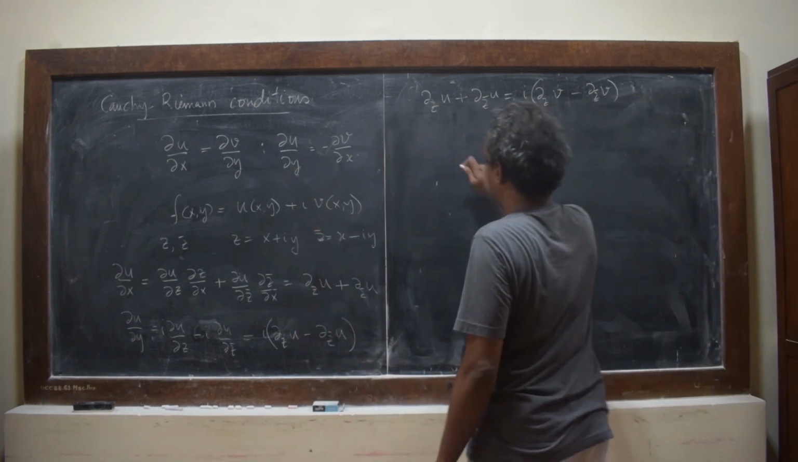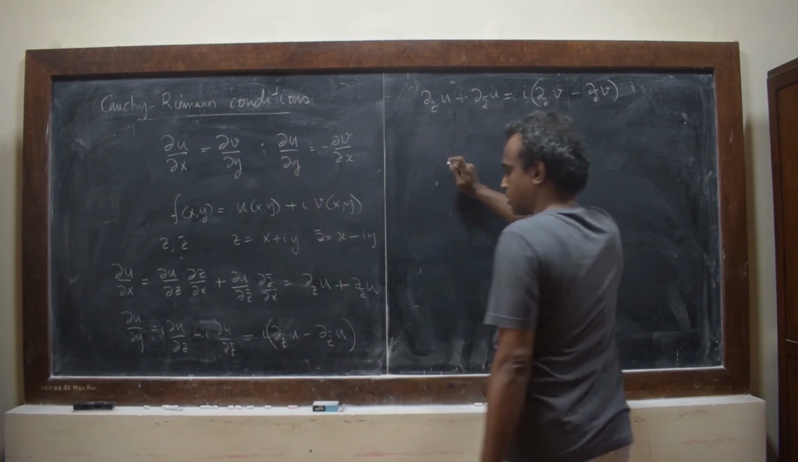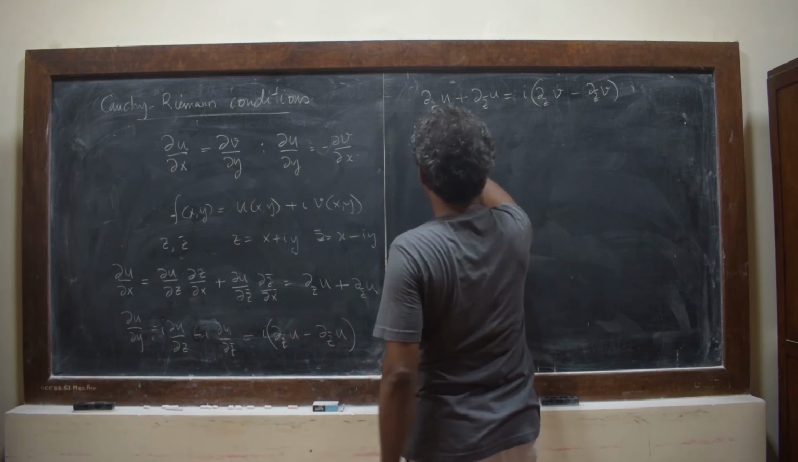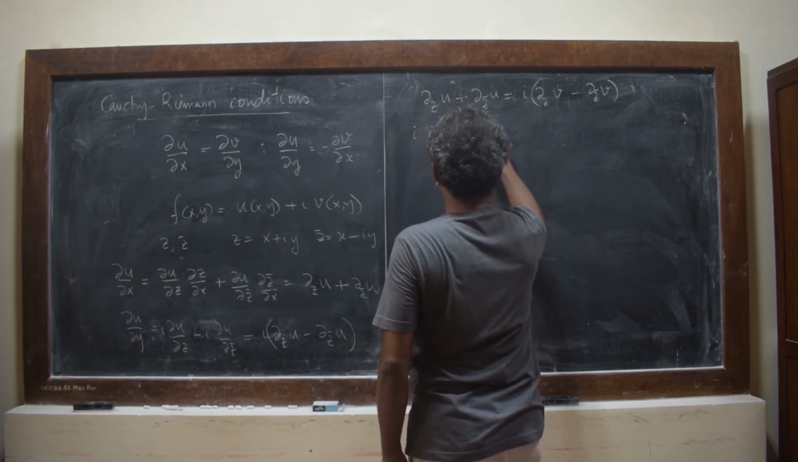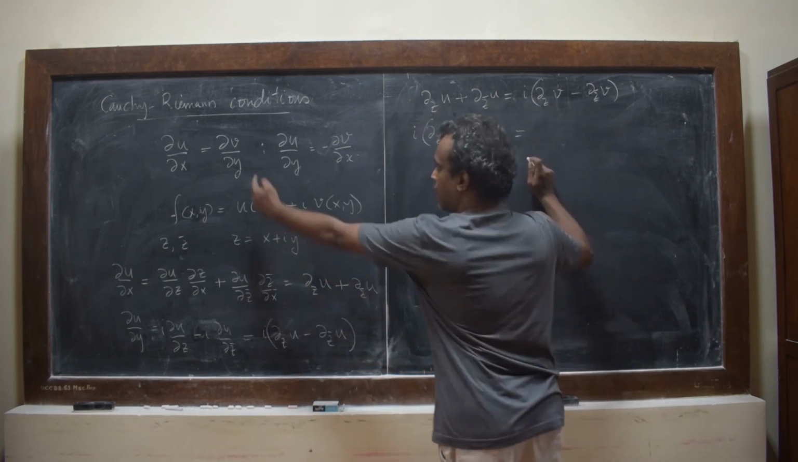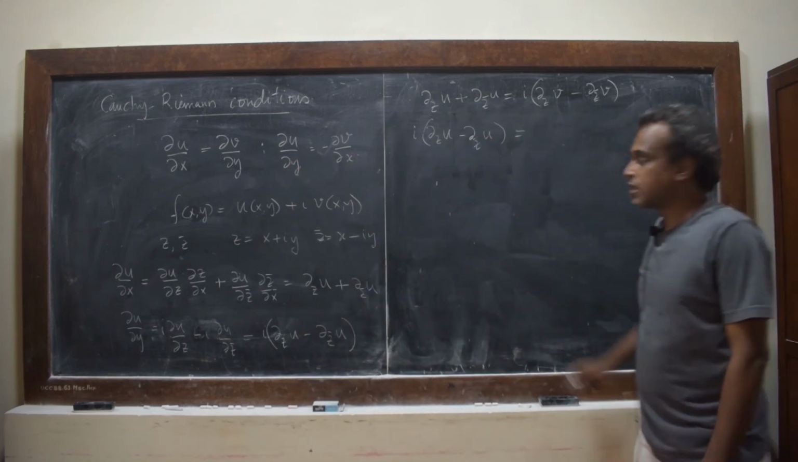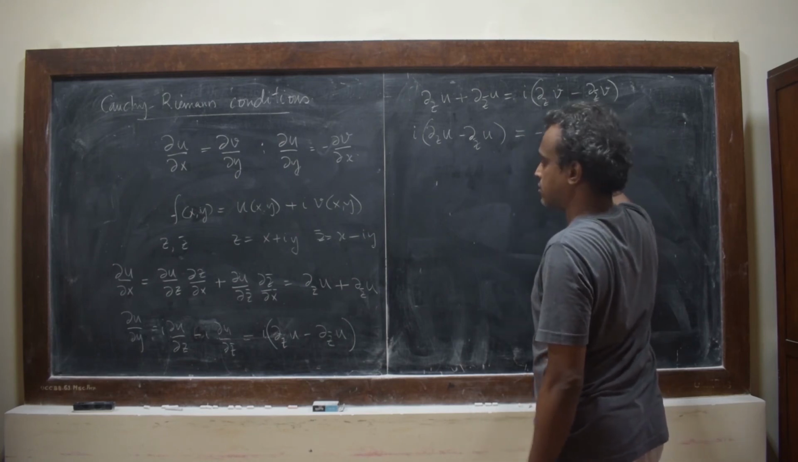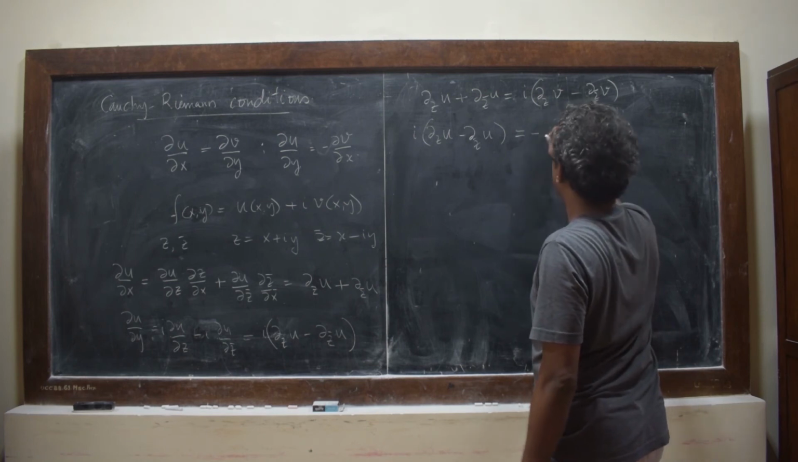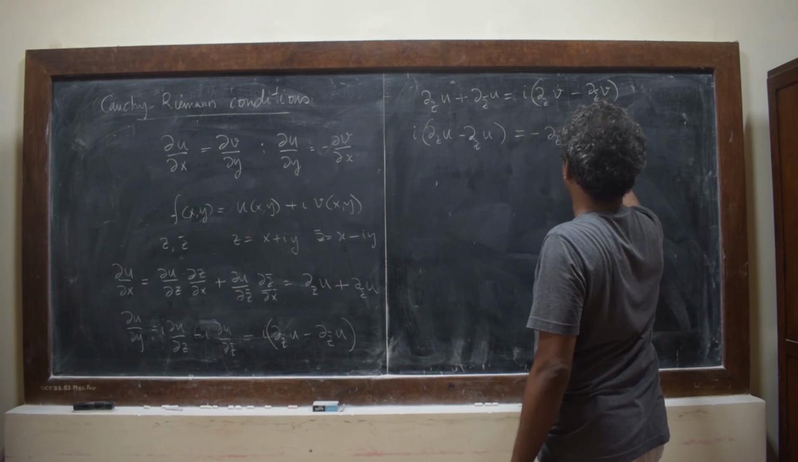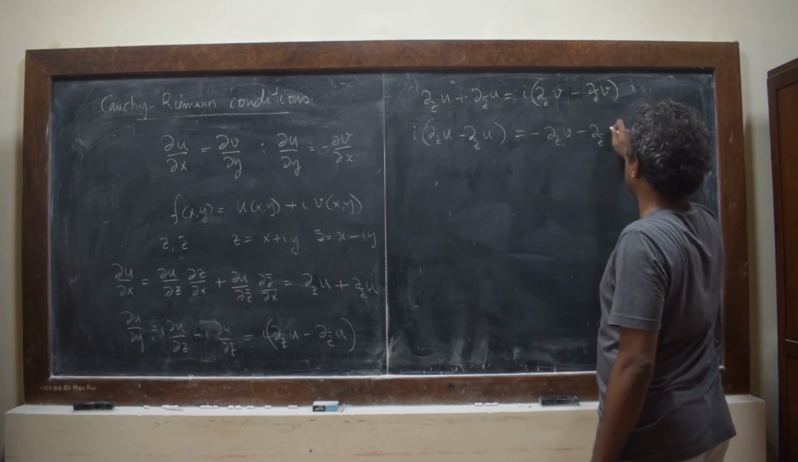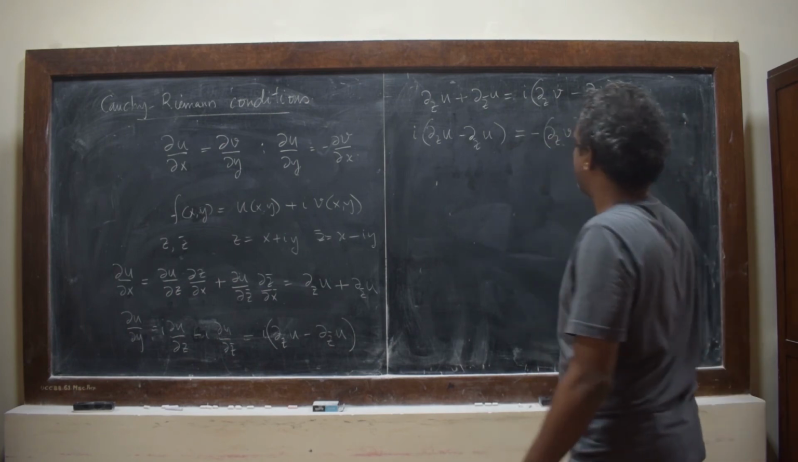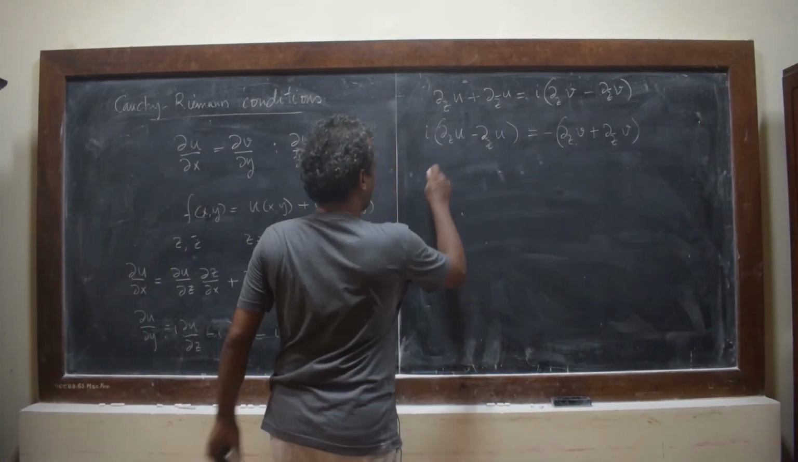The next condition similarly involves del u by del y, which is computed here, I into del z u minus del z bar u, and the right hand side of that gives me minus of del v by del x, which has the form... let us multiply the second equation with I.